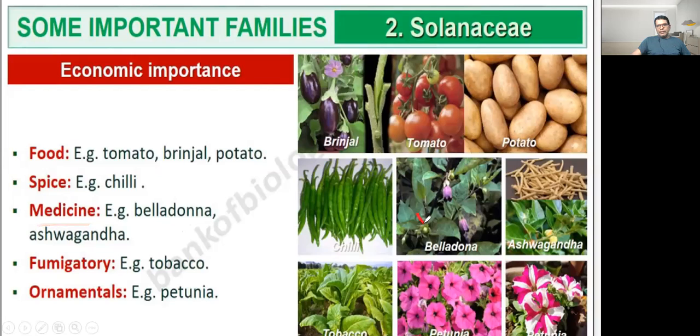Belladonna and ashwagandha are two plants which provide us medicine. There are some plants which are used as fumigatory, used for smoking purposes, like tobacco, and then ornamental plants like petunia. Petunia is an ornamental plant.